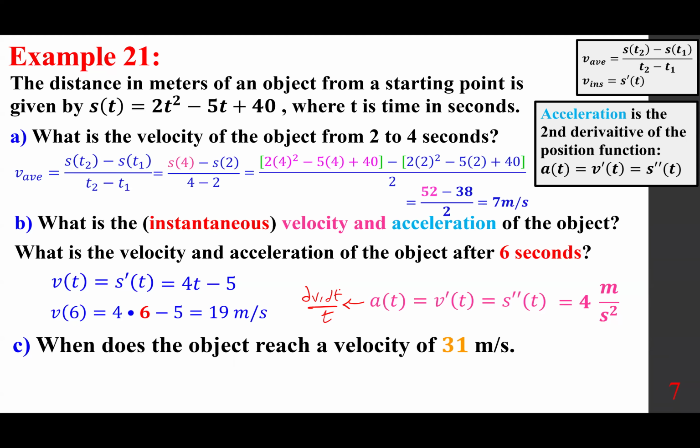When does the object reach 31 meters per second? That's the speed. Set it equal to 31. Negative 5 becomes positive 5. 36 divided by 4 is 9 seconds.